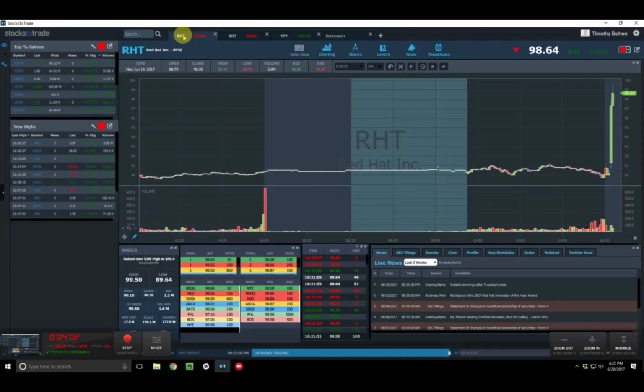Now, Red Hat is a perfect example. It's a little higher price than I like to trade, but again, I caught this on that screener. That's why I'm doing the video right now at 93.94. It touched 99.50 and it's only 4:20 p.m. So we've got plenty of time for this thing to continue to run.